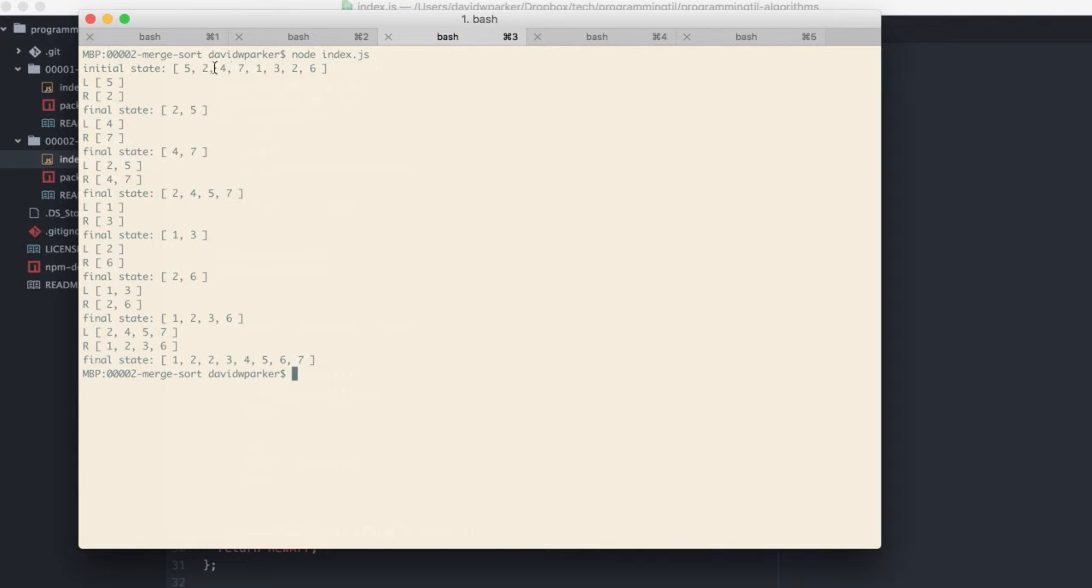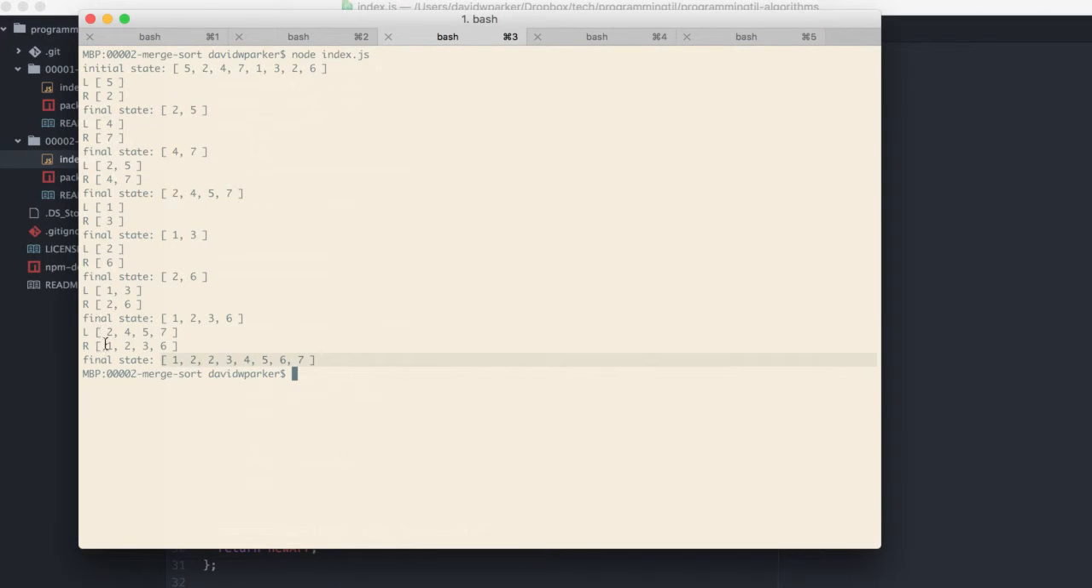So here's the first step: we're going to break this up into two arrays, 5, 2, 4, 7, and then we're going to break 5 and 2 out, and then sort that. So we have the left and the right, and then sort it, and then we have the next one, 4 and 7, and then we're going to sort it. So now we have this new left and this new right, and we're going to combine them together. Then we're going to take the other half and do the exact same with 1 and 3, 2 and 6. So we have this new subarray of 1, 3, and 2, 6. Combine those, and now we have 2, 4, 5, 7, and 1, 2, 3, 6, and then we output those.